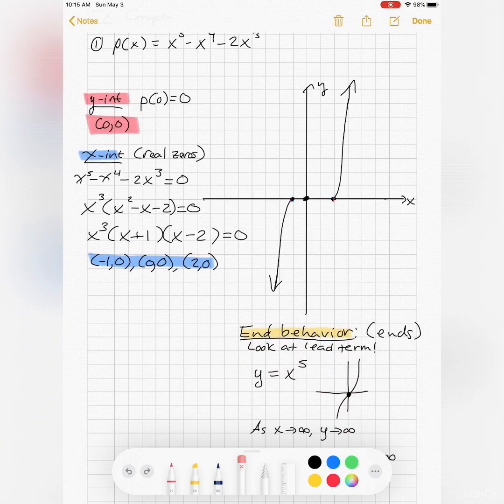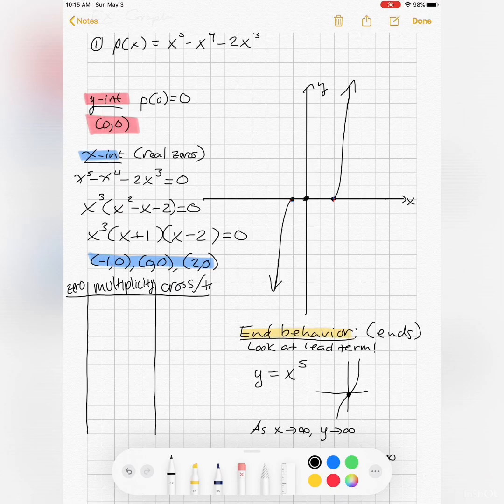So here's what I'm going to do. Usually we set up this little table. This makes this pretty easy. Trying to draw a straight line. Okay, let's try that. So put the 0. We're going to put, this is called the multiplicity of the 0, which we'll use to determine whether the graph crosses or touches.